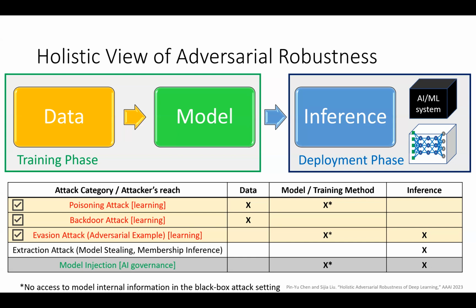Of course, adversarial robustness also incorporates classical security topics like extraction attacks, model stealing, membership inference, data privacy, and so on. It also includes more recent advances in AI governance, trustworthy AI policy making, and ethics.